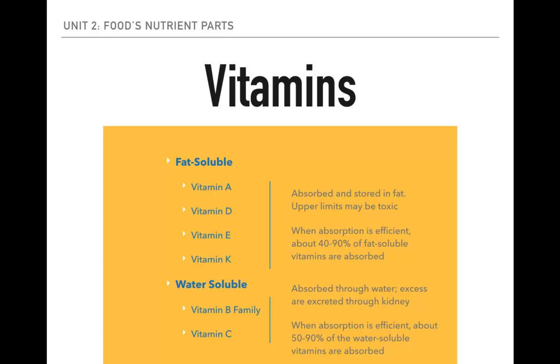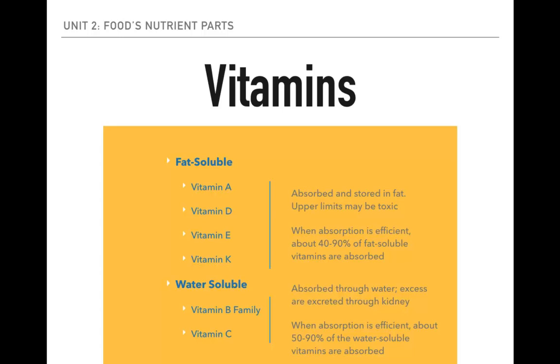So we can differentiate these vitamins and how they are transported. Fat-soluble vitamins include A, D, E, and K, and these are absorbed and stored through fat. Water-soluble vitamins, on the other hand, include B and C, and if we consume too many of these, we excrete them through the kidney. But fat-soluble vitamins stay in fat cells, and high intake levels can cause toxicity. You don't really see toxicity in these water-soluble vitamins.